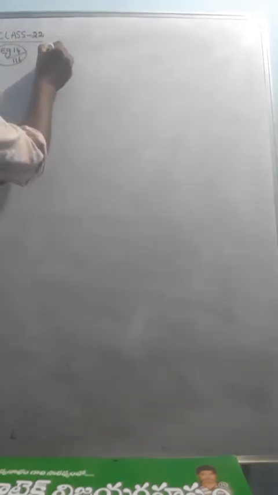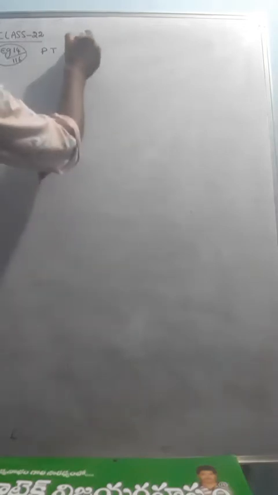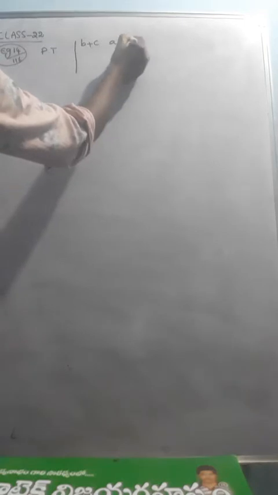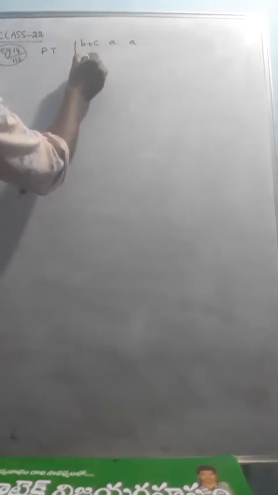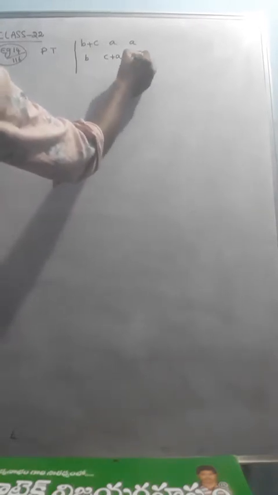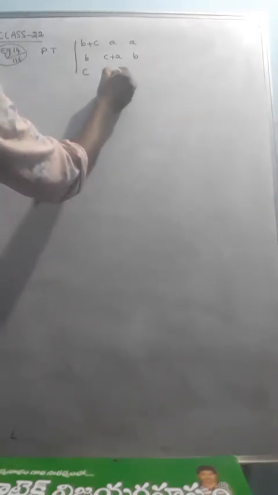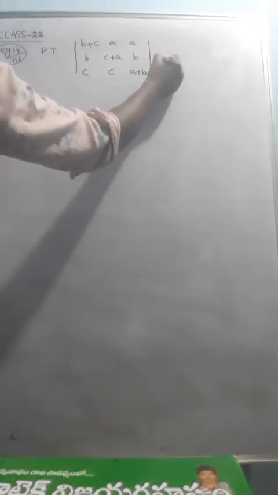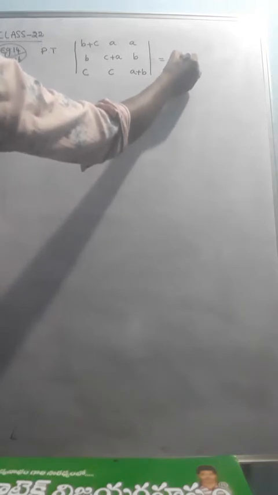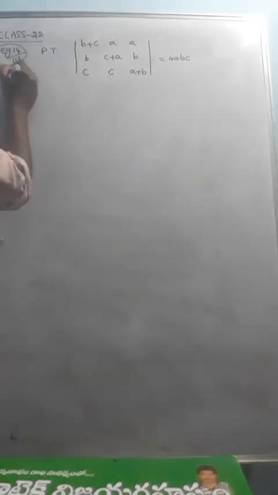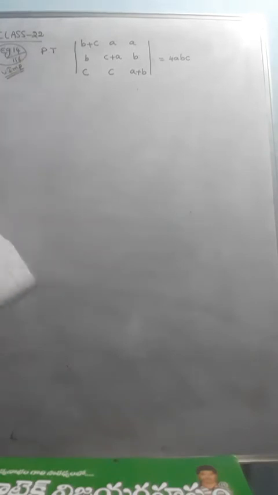Prove that the determinant of b plus c, a, a; b, c plus a, b; c, c, a plus b is equal to 4 into a into b into c. This is a very important problem.